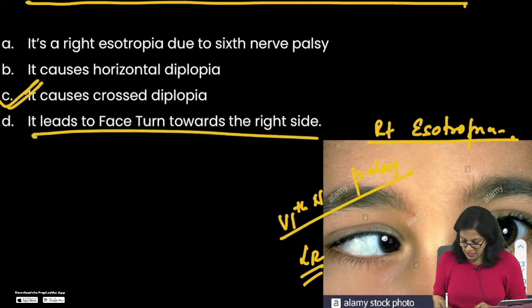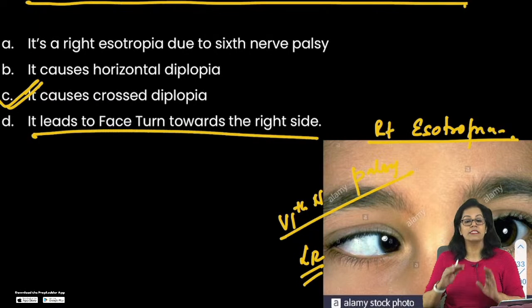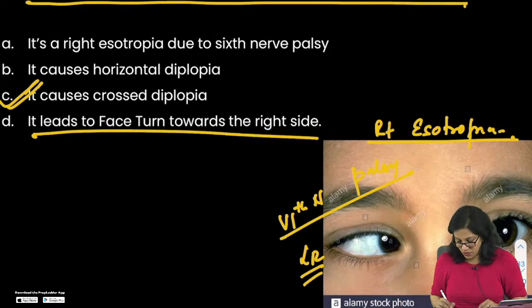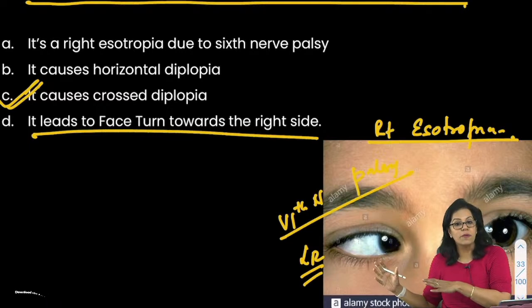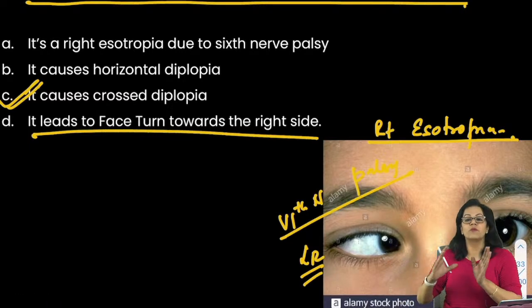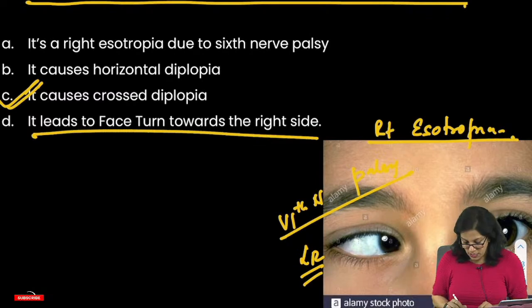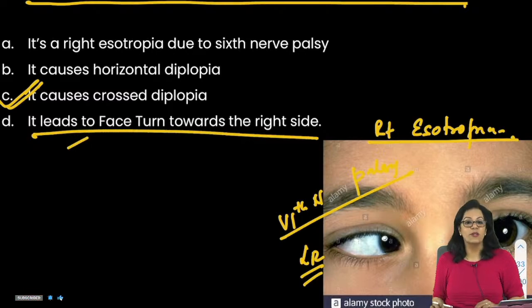And it leads to face turn towards the right side. Yes, the face is always turned towards the side of action of the paralyzed muscle. Diplopia is maximum in the action of the paralyzed muscle. Compensatory head posture will be face turn towards that side to avoid that. So this is correct. So how to answer on diplopia? Very quickly.